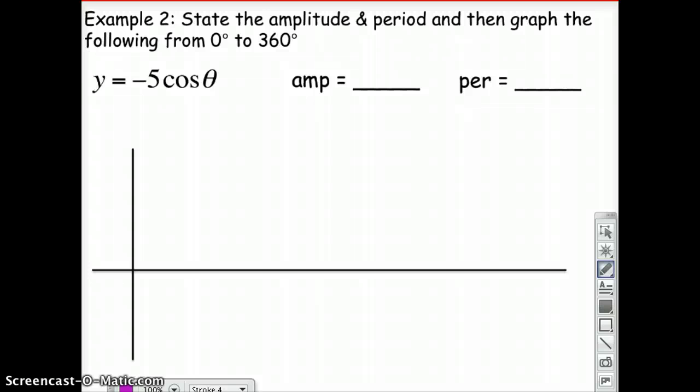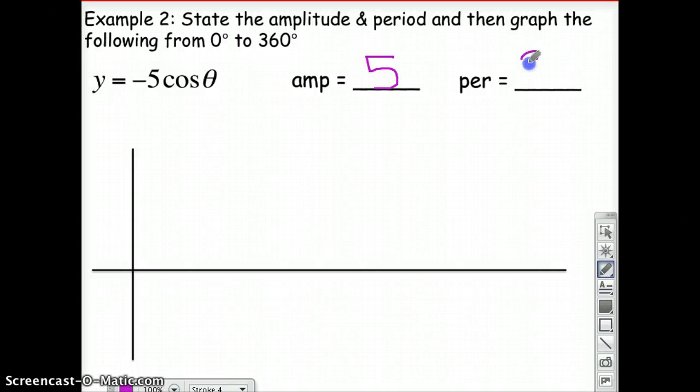Okay, let's take a look at this one. State the period and amplitude and then graph -5 cosine theta from 0 to 360. So the amplitude's 5. You always give the amplitude as positive. It's not -5, it's +5. The negative's going to tell me to flip it.